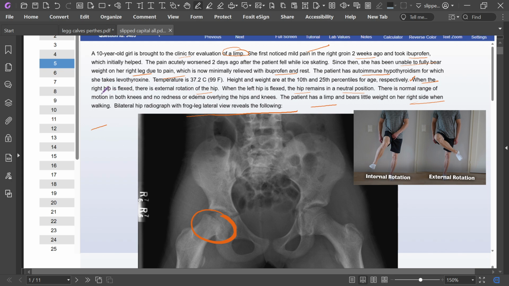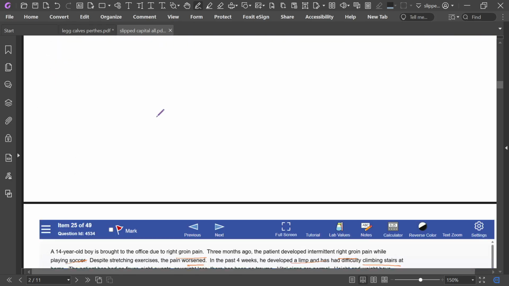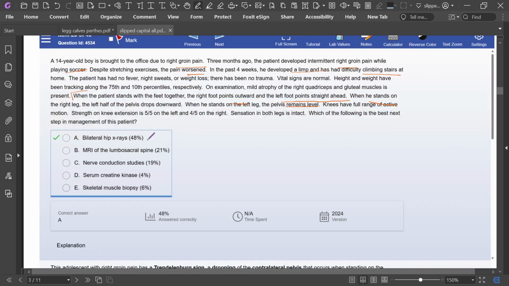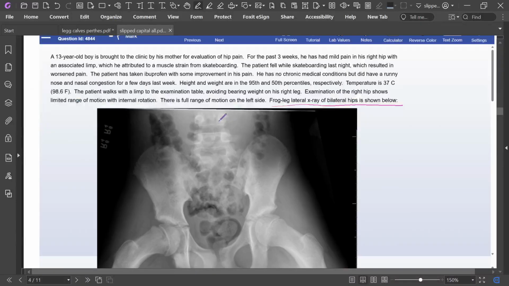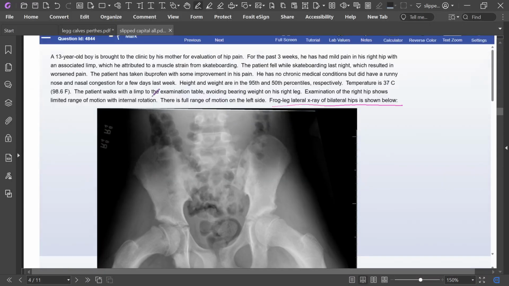And when the right hip is flexed, there is external rotation of the hip like that. This is a very high yield point for slipped capital femoral epiphysis. And like in here, when he stands with feet together, the right foot points outward. This is another clue. So this is slipped capital femoral epiphysis.